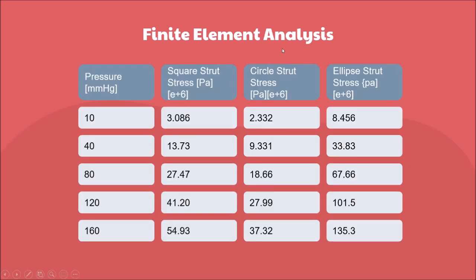Here we also have a table of the finite element analysis results. Here we can see that the stress changes within each design and also at different levels of pressure. The differences are quite noticeable, as we can see from 10 millimeters of mercury and 160 millimeters of mercury. The one that generates more stress is the ellipse strut.